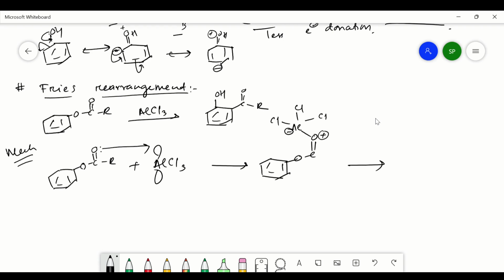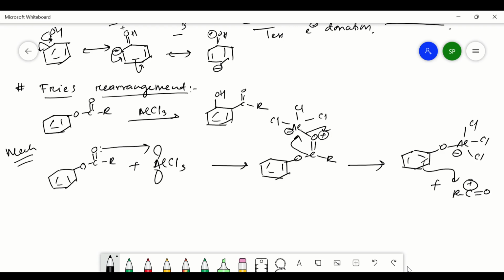The next step, okay, one R group is also attached. The next step, there is migration of this electron to aluminum, and there will be transfer of electrons here to here. Okay. So there will be formation of O AlCl3 minus plus RCO electrophile. Okay.